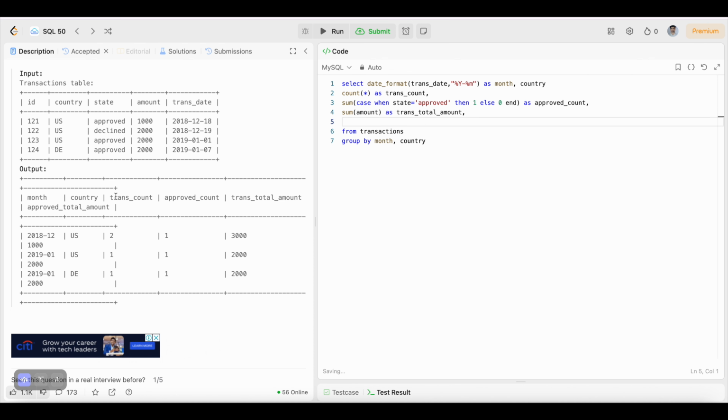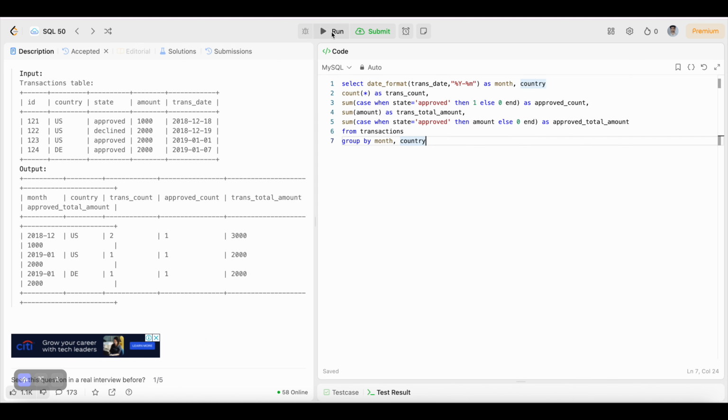Further, we are interested only in the approved total amount. Let's use case when again: when state is approved, then amount, else 0, as approved total amount. Let's sum this value as well.